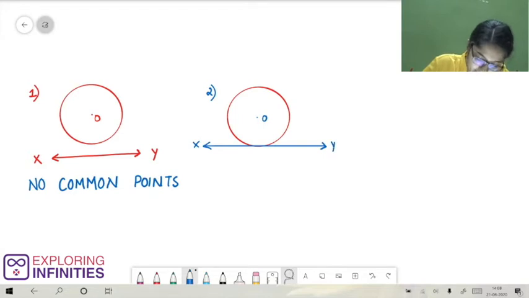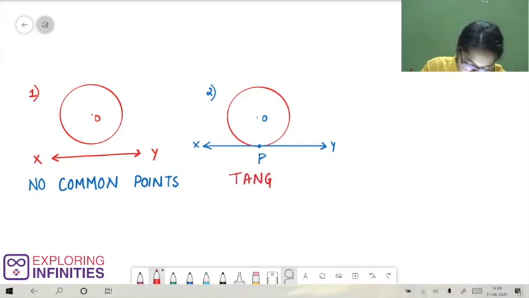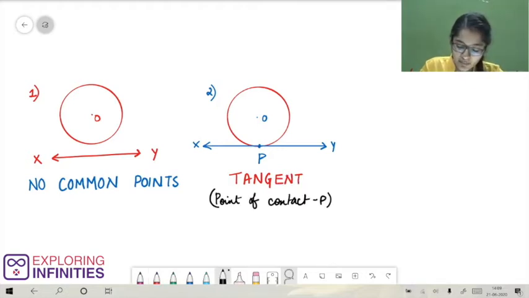In the second case, our line XY is intersecting the circle having center O at a single point. Let this point of intersection be P. Now, since the line and circle have only one common point, we can say that this line is touching the circle at point P. In this case, line XY is known as tangent to the circle having center O. And point P is called the point of contact of tangent XY to circle having center O.